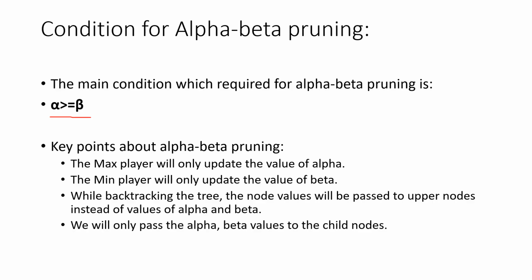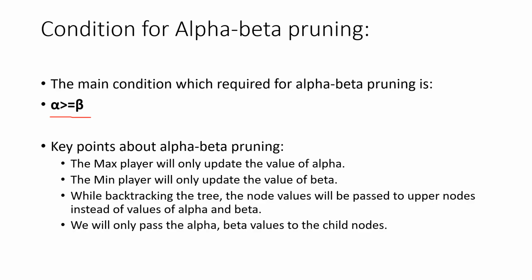Then we will see some key points. The max player will only update the value of alpha. Max is trying to maximize the utility value, so it only updates alpha. So alpha will be the maximum of the current alpha value and the next level alpha value that we compare. So max never updates beta. Next, the min player will only update the value of beta. Min is trying to minimize the utility value, so it only updates beta. So min will never update alpha.